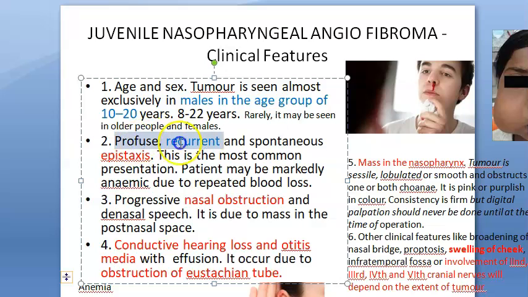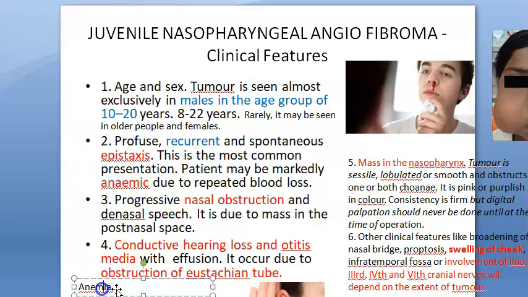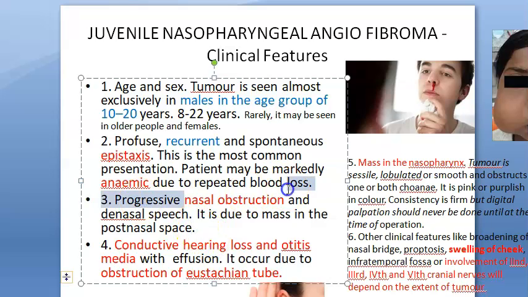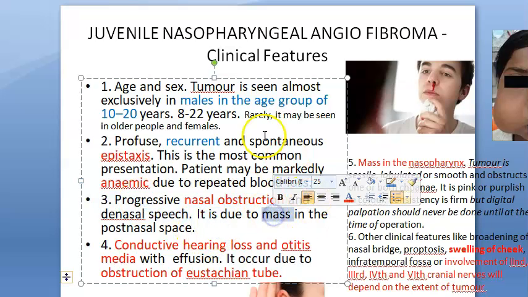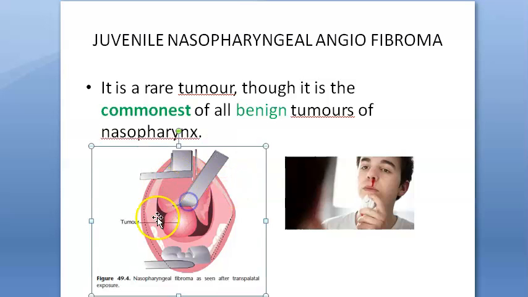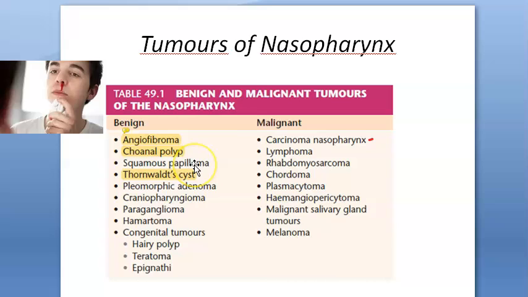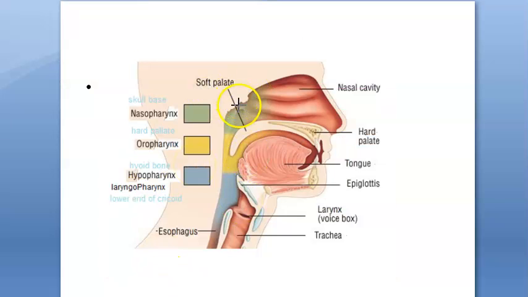What will they have? They will have profuse recurrent spontaneous epistaxis, that is nosebleed, right? This is the most common presentation, you should know. And because of all this blood loss, they can have anemia. Okay. They can have nasal obstruction. Why? Because there is a mass there, right? You saw that mass here. There's a mass in the nasopharynx. So if there's a mass in the nasopharynx, so here, this is the nasopharynx, there's a mass here. So what will happen? They'll have nasal obstruction.